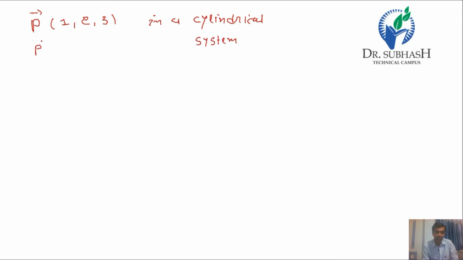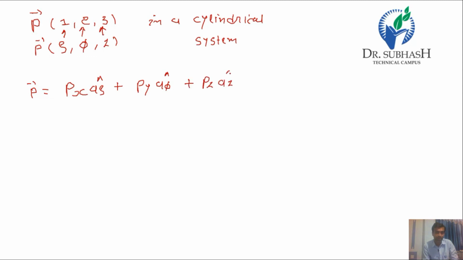If we compare it with the general point, here rho is 1, phi is 2 and 3 is the z. In the general way, vector P in a cylindrical coordinate system is represented by Prho in the a rho direction plus Pphi in the a phi direction plus Pz in the a z direction. Here a rho, a phi and a z are the unit vectors, and Prho, Pphi and Pz are the components of point P or vector P.